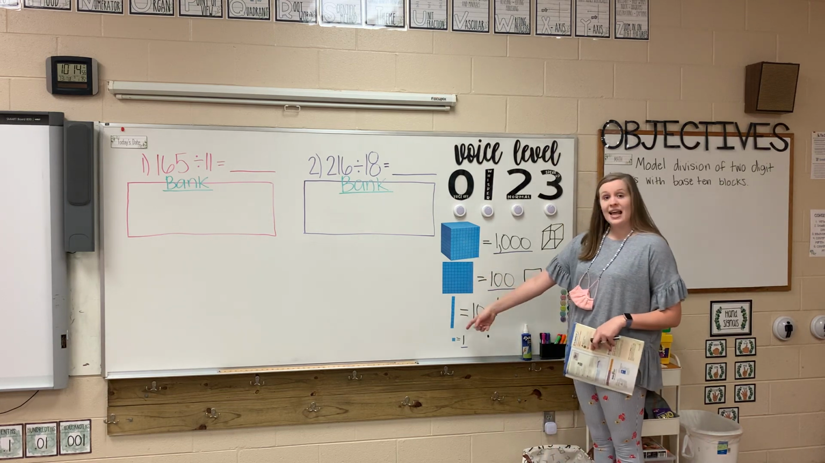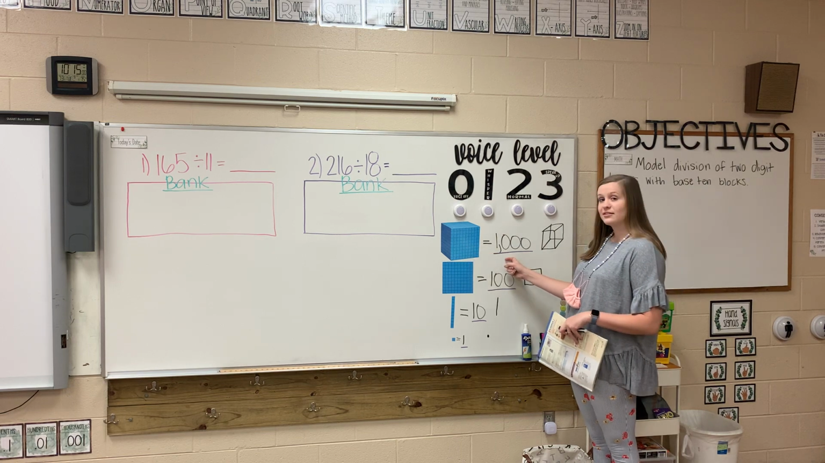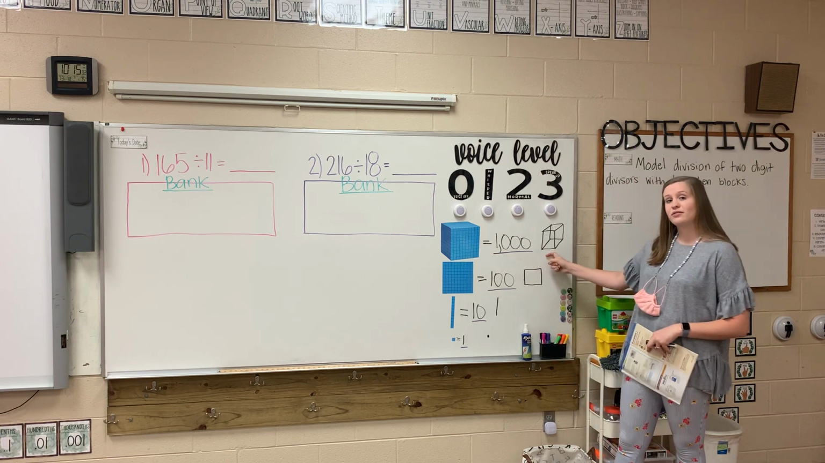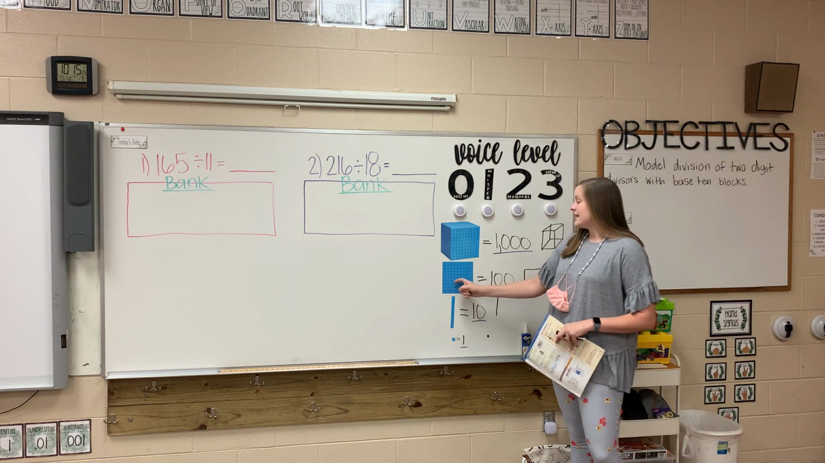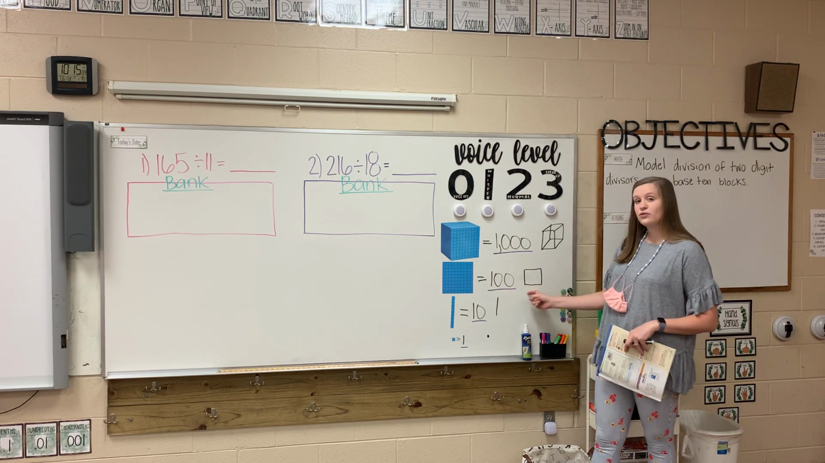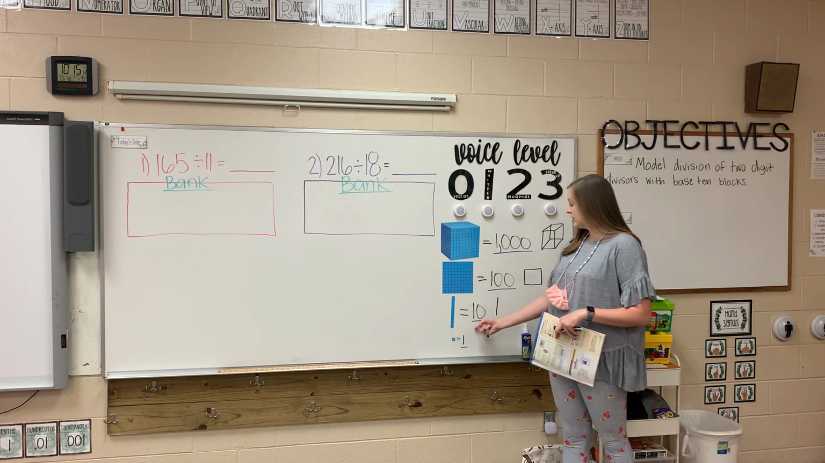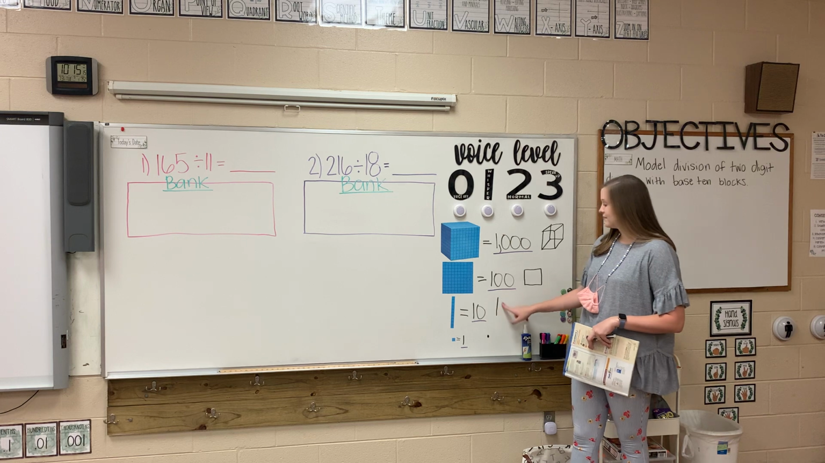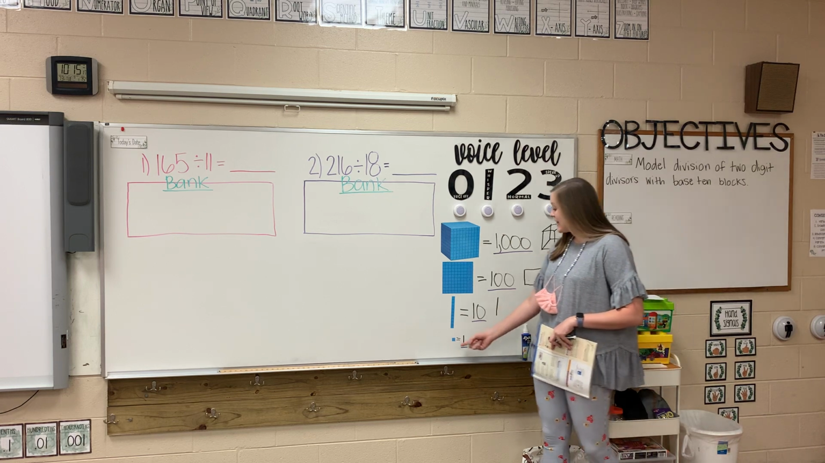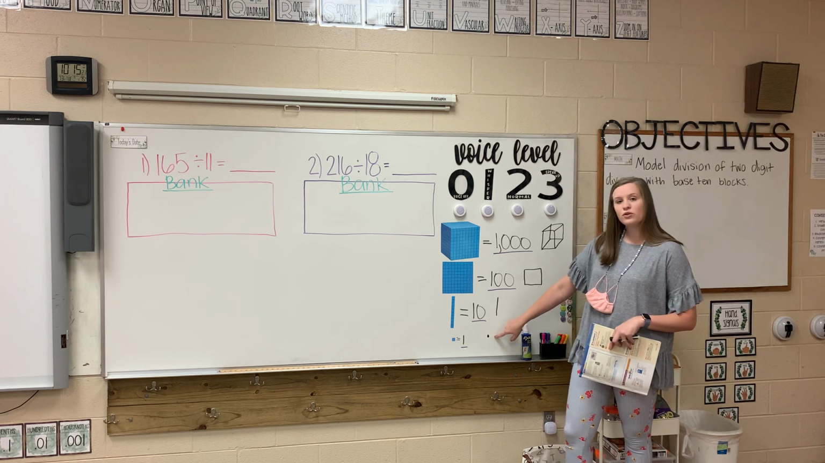So here are my magnetic base 10 blocks. This is a large cube, which is 1,000, and you just draw it by drawing a cube. This is a flat, which is worth 100, and you just draw it by drawing a square. This is a long, it's worth 10, and if you need to draw it, it's just a straight line. And this is a small cube, worth 1, and if you need to draw it, you just draw a dot.